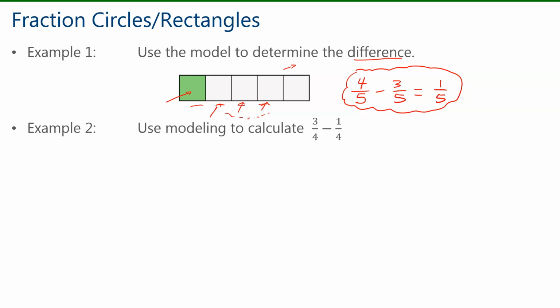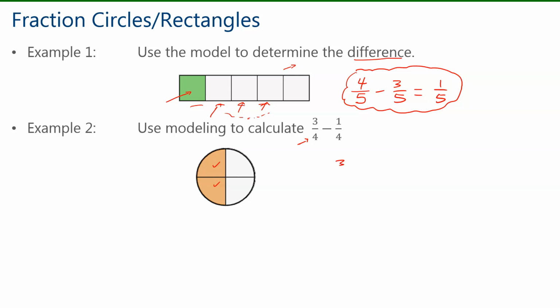Example 2, we've been given a subtraction calculation and we're going to set it up and figure out the answer through modeling. And this time we're going to use a fraction circle. So what I want to do first is draw my whole with 4 equal sections and shade 3. There we go. And our calculation says to subtract or take away 1/4. So there we have it. The circle is drawn around 1/4, and we're going to remove it. And if we do that, what are we left with?